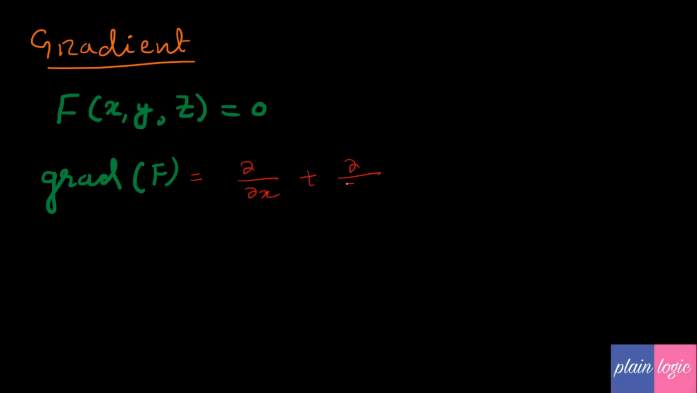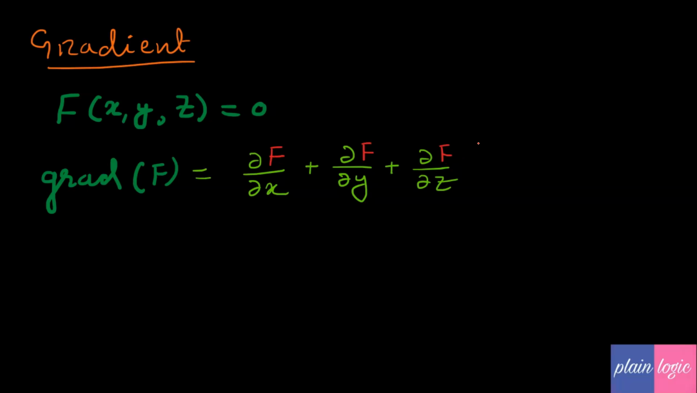Terms like this, called del by del x, del by del y and del by del z. This thing with f and just add the directions i, j and k. This i represents this quantity in the x direction. Subsequently j and k represent these quantities in y and z directions respectively.